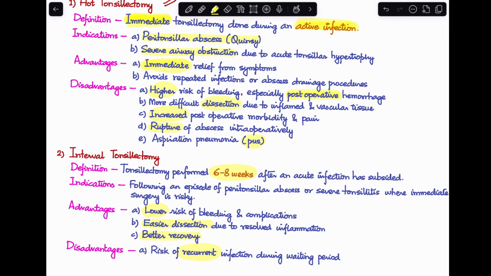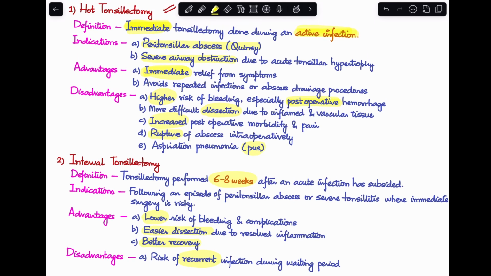So, these are the two different types of tonsillectomy that you need to know about. In my next class, I'll be talking about the different steps of tonsillectomy. What is the position that you put the patient in, and what are the different steps, and what are the different instruments you're using in each of the steps of surgery.